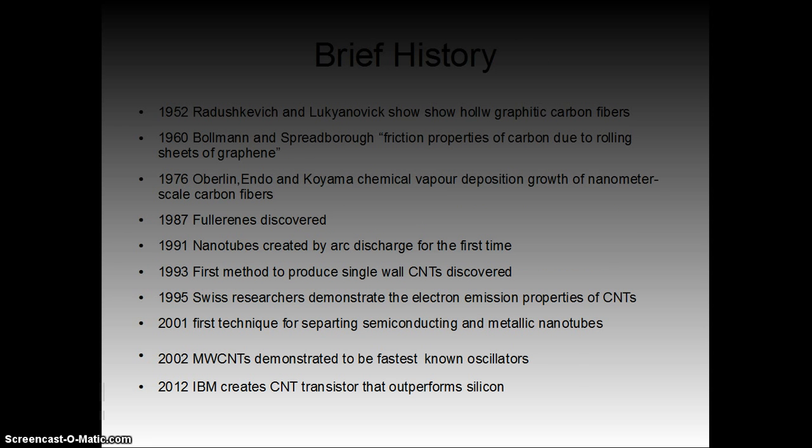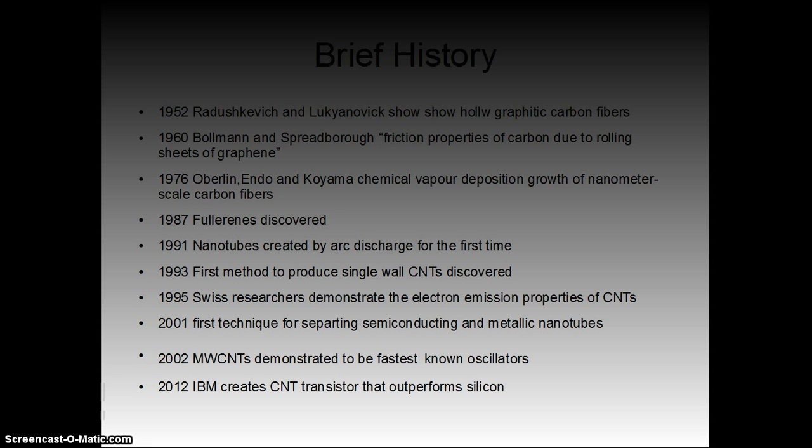A really brief history. In 1950, two Soviet scientists showed it's possible to create hollow graphitic carbon fibers. In 1960, a paper appeared in Nature, the scientific journal, on the friction properties of carbon due to rolling. Then in 1976 a method was developed for creating carbon fibers. In 1987 fullerenes were discovered. Fullerenes are carbon structures that are basically hollow. This is when carbon nanotubes really took off as a concept.